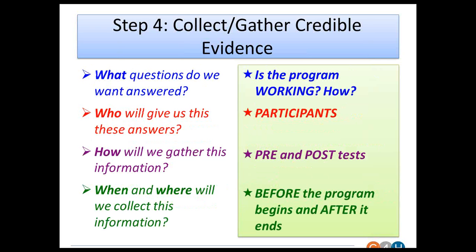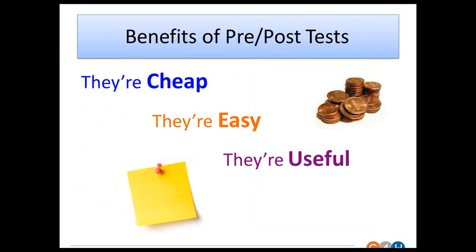We're going to show you how to do this over the course of this presentation, this webinar today. When and where we collect the information can vary, but usually pre and post tests are administered right before the program begins and right after it ends. Most often the pre and post tests are also given in the exact same location as the program activities take place. So as you can see here, pre and post tests fit nicely and can answer all the questions in step 4, collecting and gathering credible evidence. So they can be used to gather evidence for program evaluation.